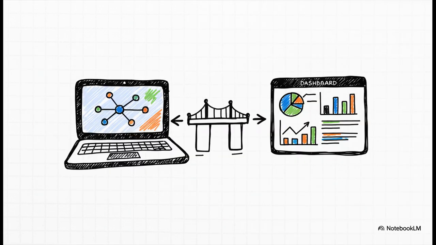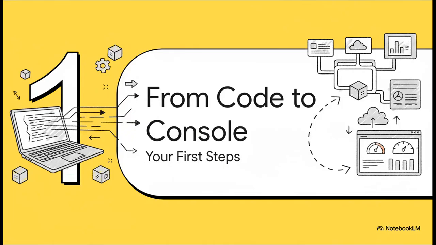But what if I told you that bridging that gap is, well, way easier than you think? That's exactly what we're going to do right now. In the next 5 minutes, I'm going to show you how to get your model hooked up to a live dashboard so you can see exactly how it's doing moment by moment. Okay, first things first. We have to get your local code talking to the WhiteBox AI platform. Let's walk through these initial steps to get everything connected.